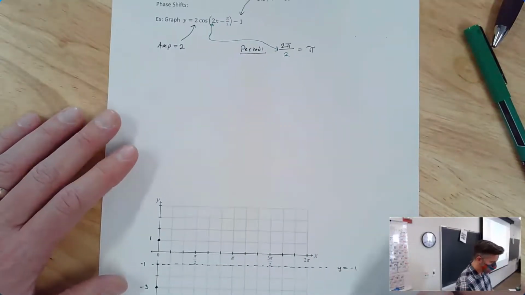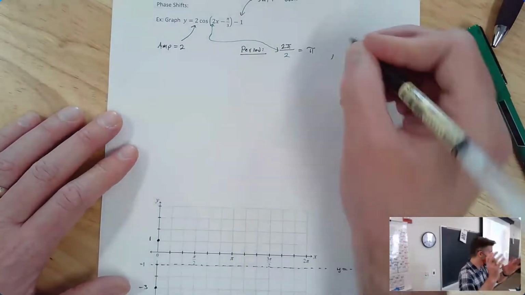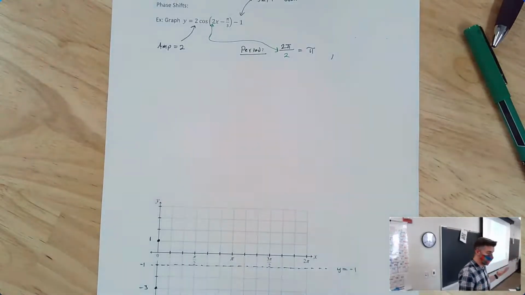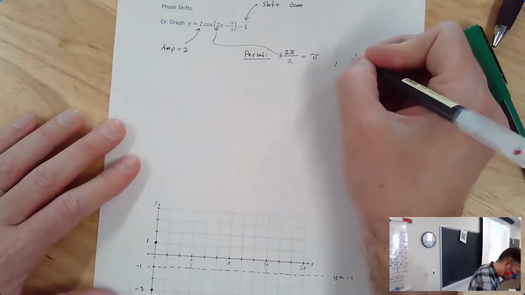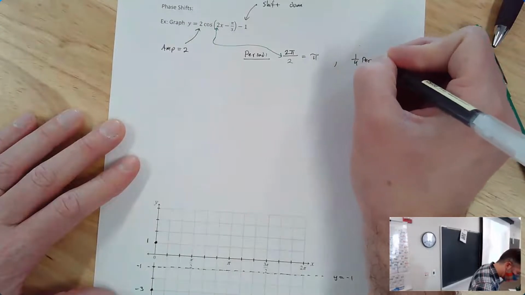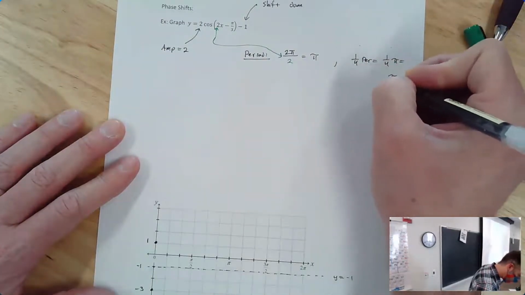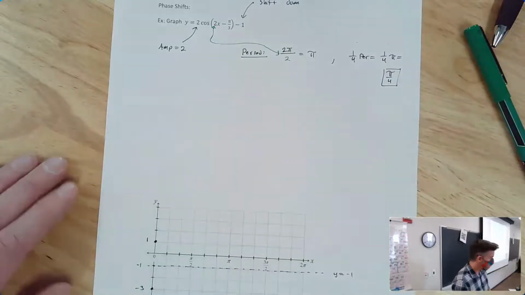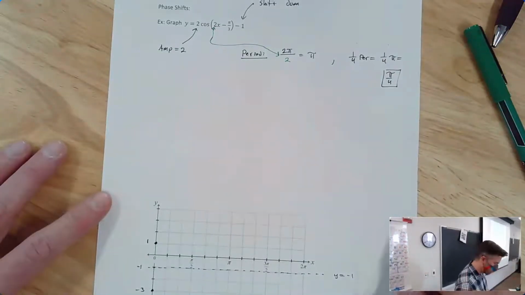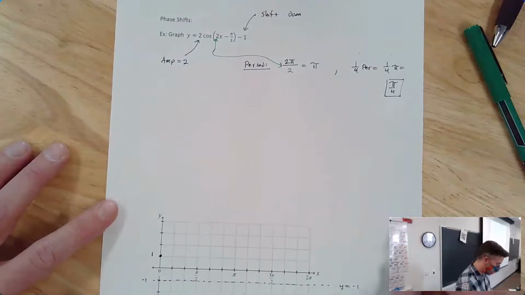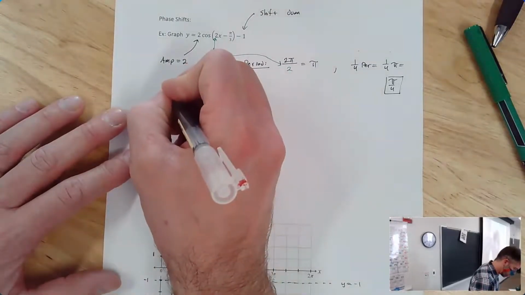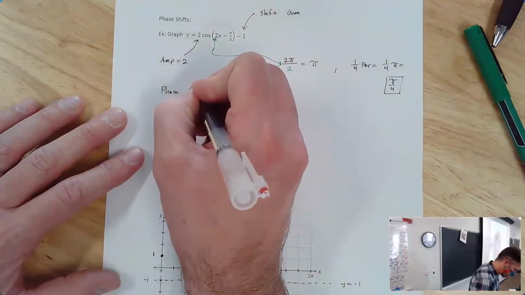And then I like to think about what a quarter of my period is as well, because all of our 5 points are a quarter of a period apart. So 1/4 of my period is just 1/4 of pi, which is pi over 4. And then we have to figure out what our starting point is, or our phase shift, if you want to use fancier language.